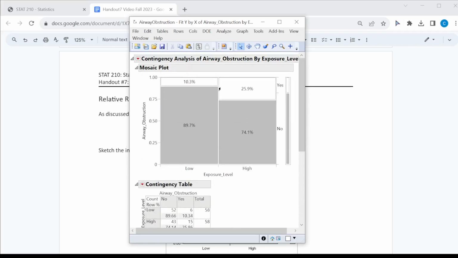So the difference between the height of the white box on the right and the height of the white box on the left is 15.5% here. Now, one thing that's true about the risk difference is that it does not matter if you're comparing the white boxes to each other or if you're comparing the gray boxes to each other. That difference is still 15%.